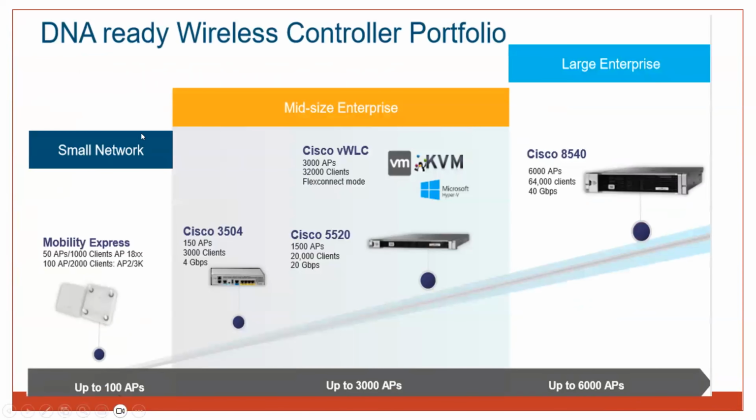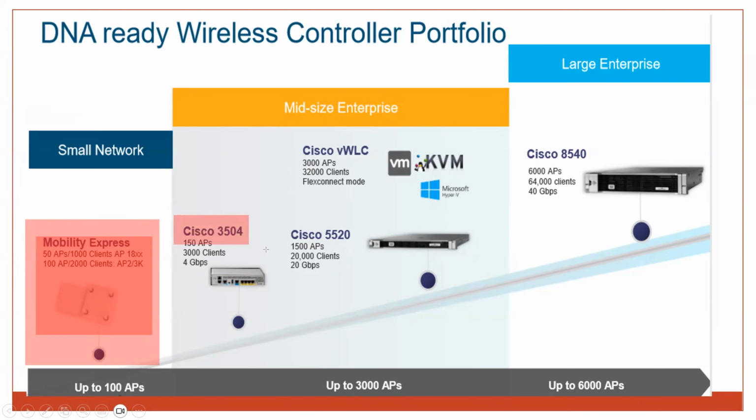Now you can see the different types of controllers I have listed here. I told you that nature-wise there are two. So mobility express is very much like APs. The normal APs you can convert into the mobility express agent as well. Now you can see the Cisco 350, 550 or virtual WLCs. They are very much AireOS. I think these are all AireOS only.